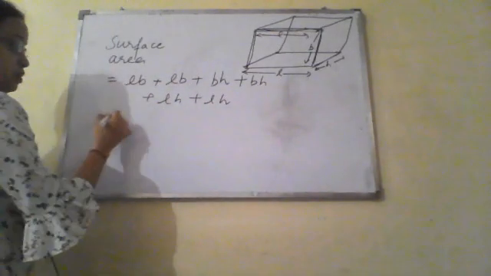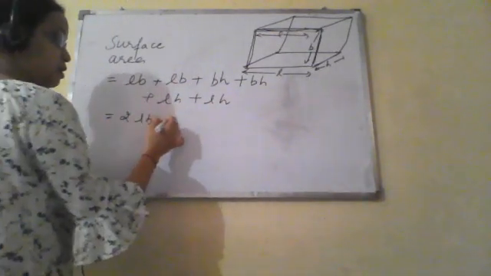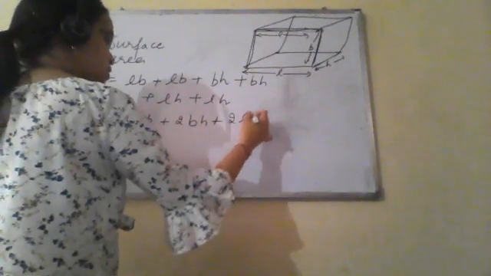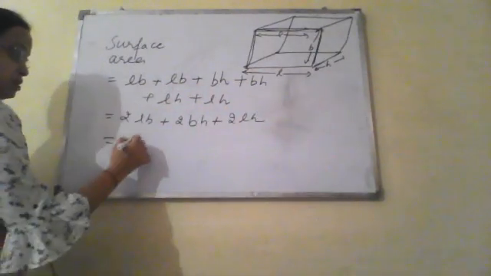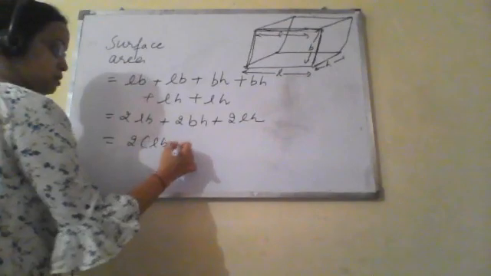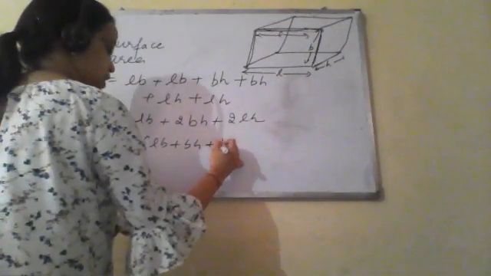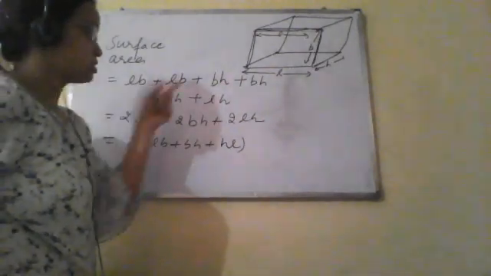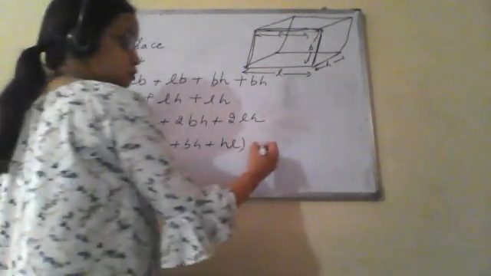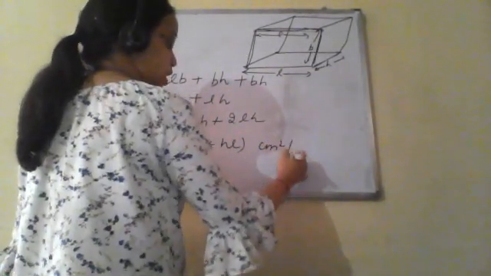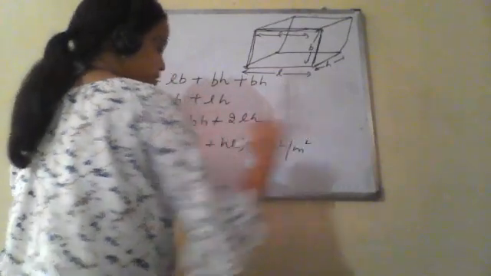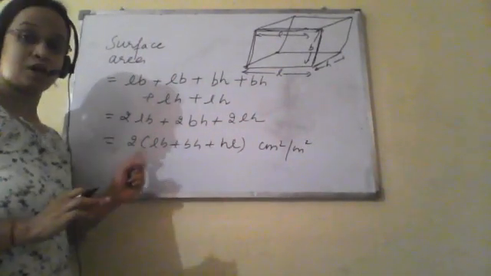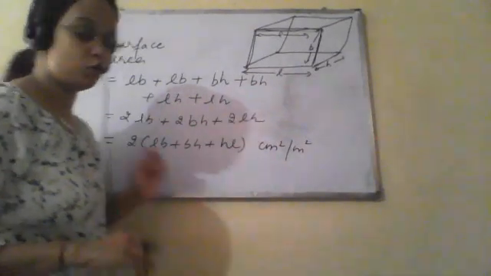So it will be 2LB plus 2BH plus 2LH. It is 2(LB plus BH plus HL), or LH, whatever you can write. So this is the surface area of this particular cuboid, and its unit will be either centimeter square or meter square, or whatever the unit of distance. Okay, so this is how we are going to calculate the surface area of the cuboid.